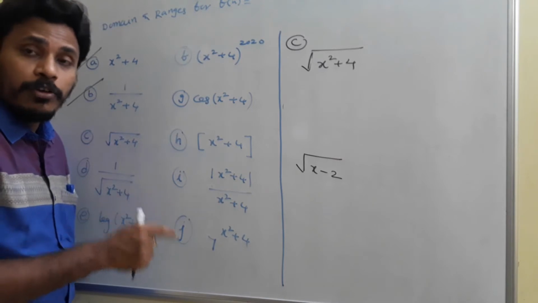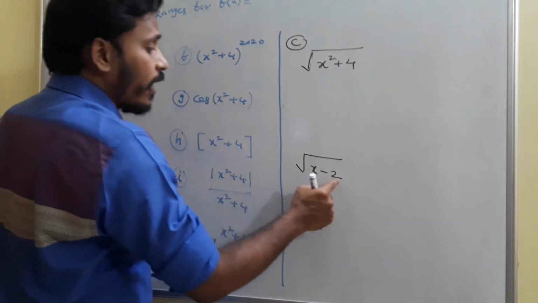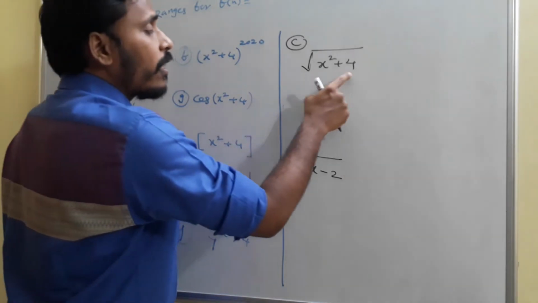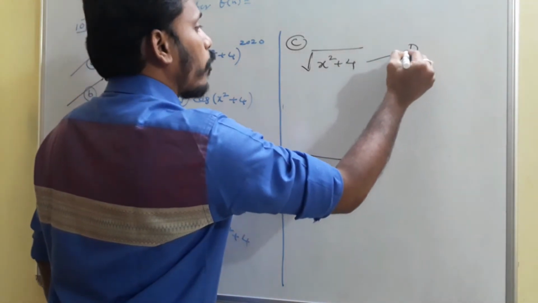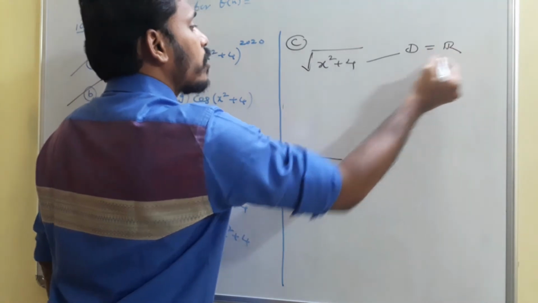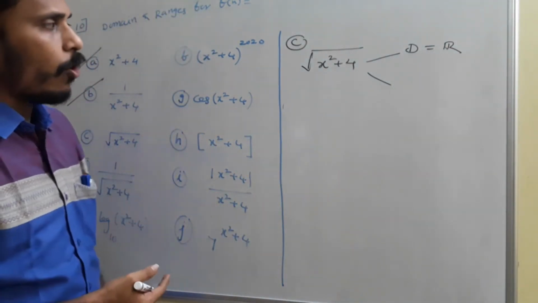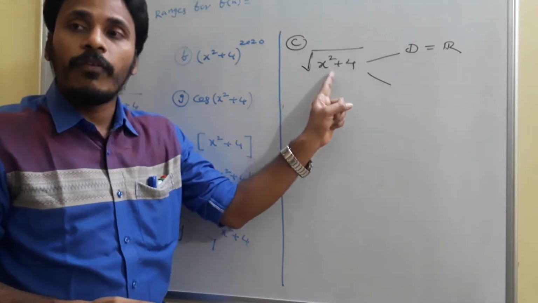No, what do you say about its domain? Its domain is x greater than 2, so that x minus 2 will become positive. But here x square plus 4 is always positive, and that's why the domain is all real values. Coming to the range, again the same logic, the minimum value is 4.